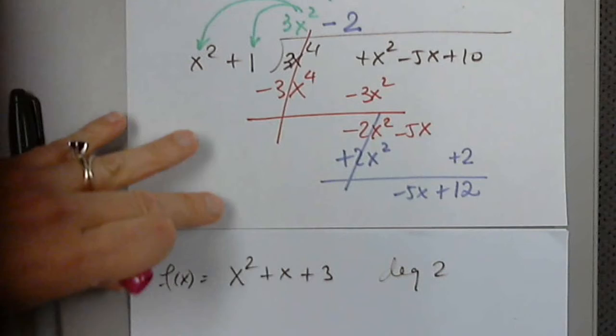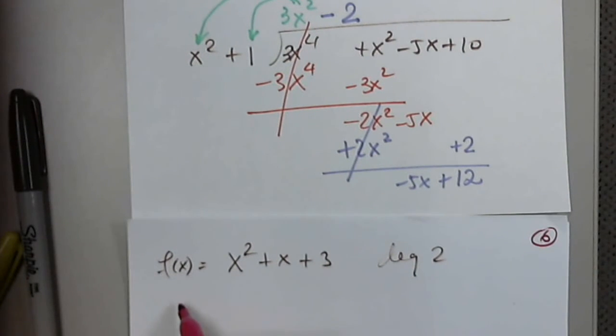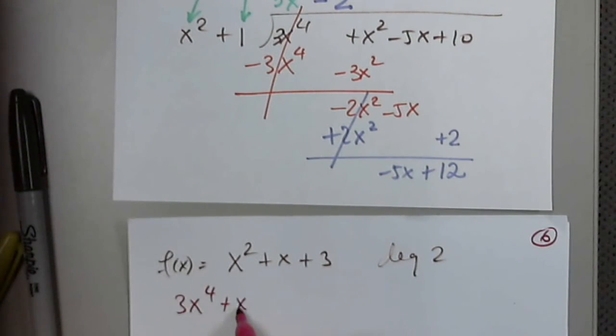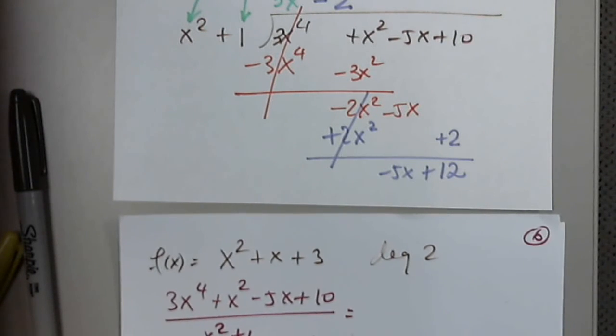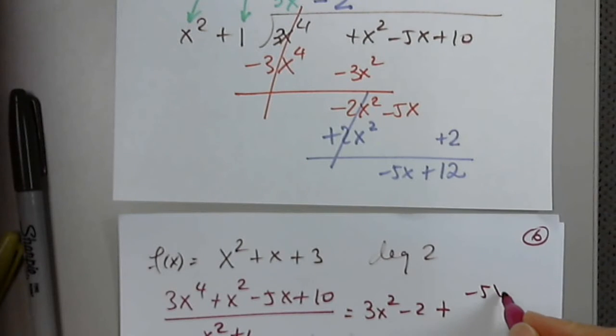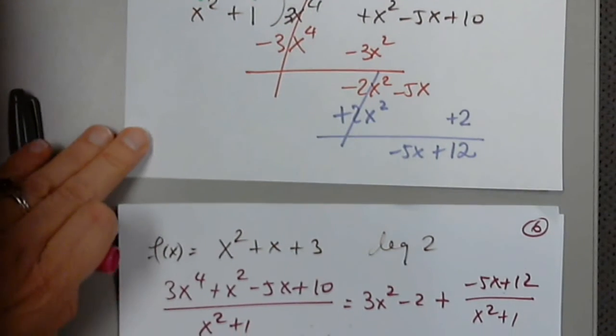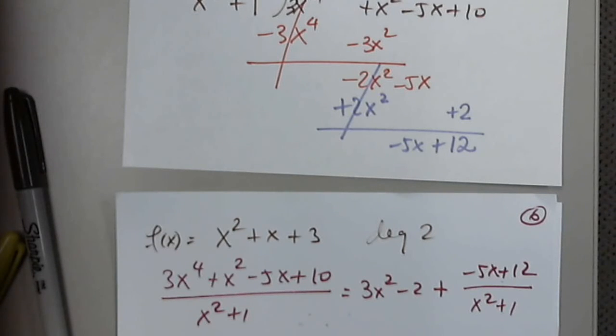Let me copy it. I think it's better to have it on one page. So 3x to the fourth plus x squared minus 5x plus 10, everything divided by x squared plus 1. Can anyone dictate the quotient? Very good. Awesome. The remainder over the divisor. Perfect.